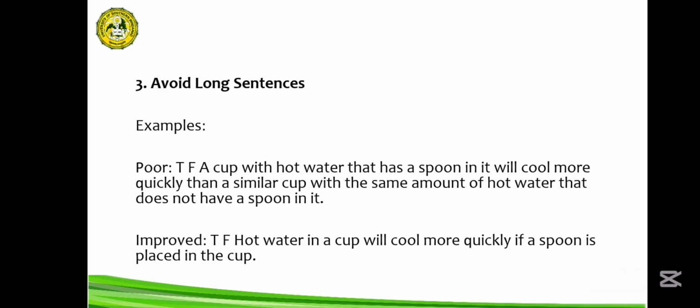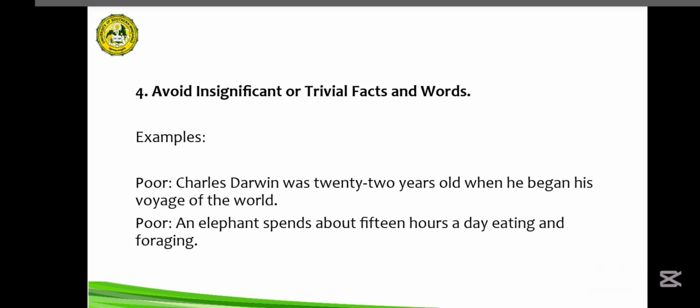The third one is avoid long sentences. For example here, you can see that this one is too long, which favors those with strong reading comprehension skills. So to improve it, be more concise in writing items. The next one is avoid insignificant or trivial facts and words. As you can see in these examples, they are not anchored to the learning targets that you discussed.